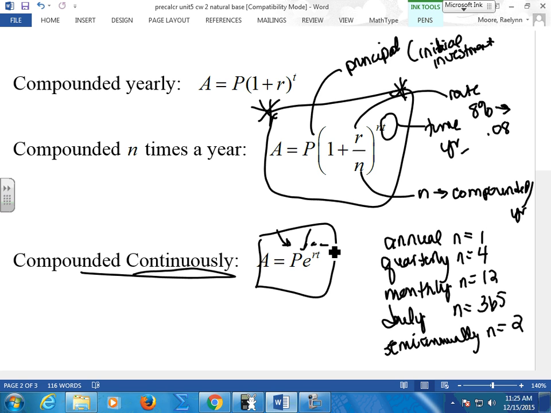The one thing I want to point out is this little piece in here, this 1 plus r. So say I'm going to do something for 1 year.